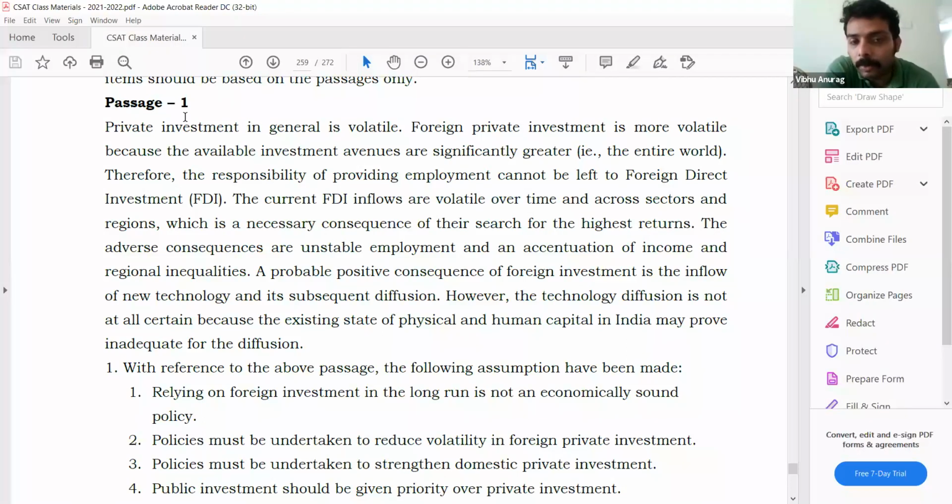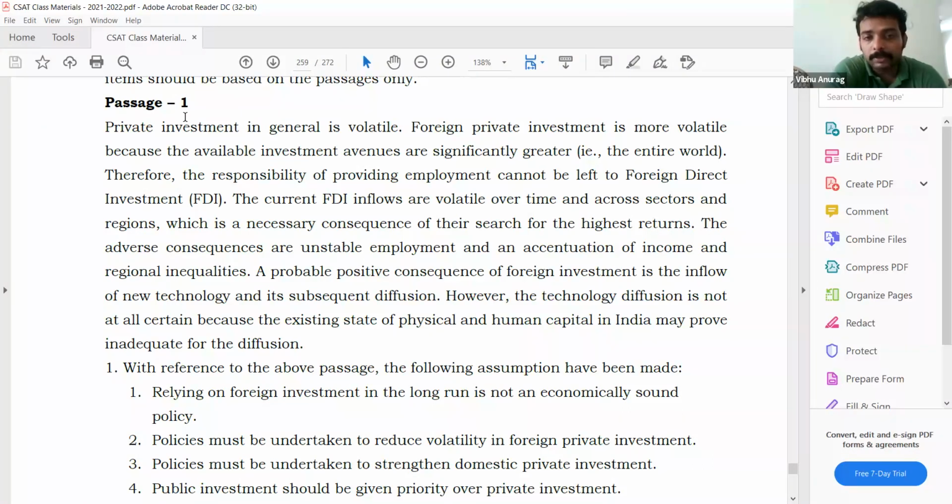The current FDI inflows are volatile over time. So volatile means unstable, and across sectors and regions. So there's no stability when and where FDI will happen, which is a necessary consequence of their search for the highest return. He's saying it will be this way because they are looking to maximize the return on their investment. So naturally, it's going to be volatile. The adverse consequences are unstable employment and an accentuation. Accentuation means increase of income and regional inequalities. So because FDI is volatile.